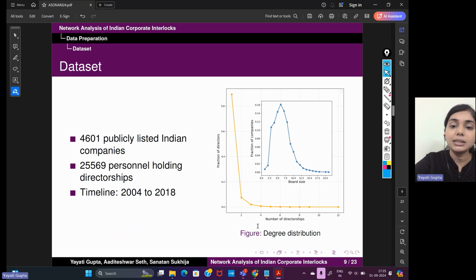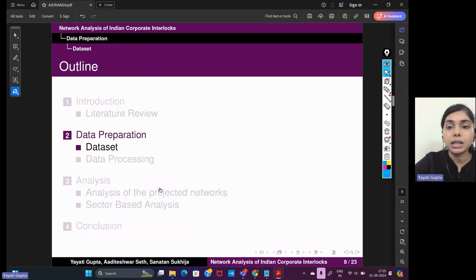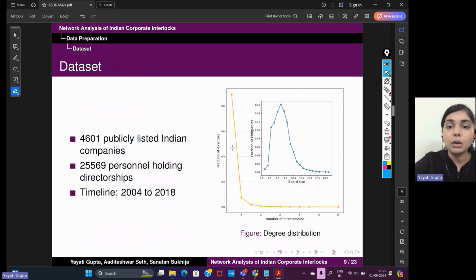This figure on the right hand side shows the degree distribution of the bipartite network separately for each kind of node. As you see here, the orange nodes are the director nodes and blue nodes are the company nodes. So this outer curve here, the orange one: the x-axis is the number of boards on which a director sits, and the y-axis shows the number of directors.